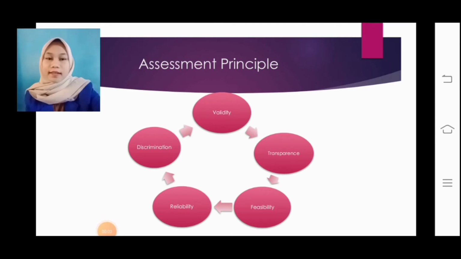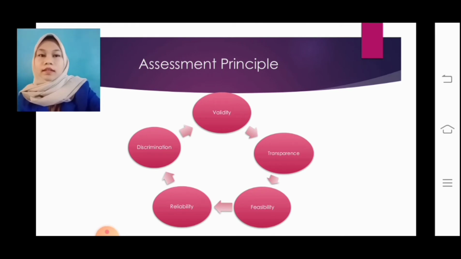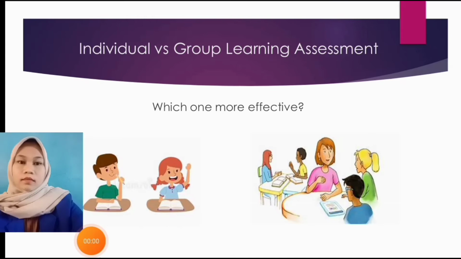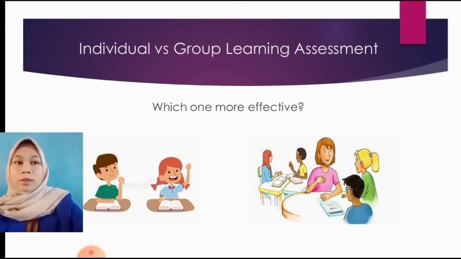And next, reliability. Reliability is related to the consistency of the results of our assessment. And then the last is discrimination. Assessment should distinguish between good, average, and weak performance. Next, individual versus group learning assessment. Which one is more effective?